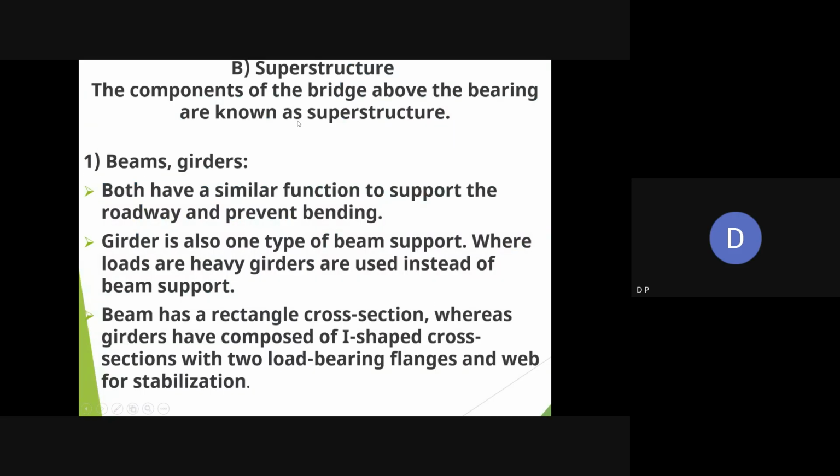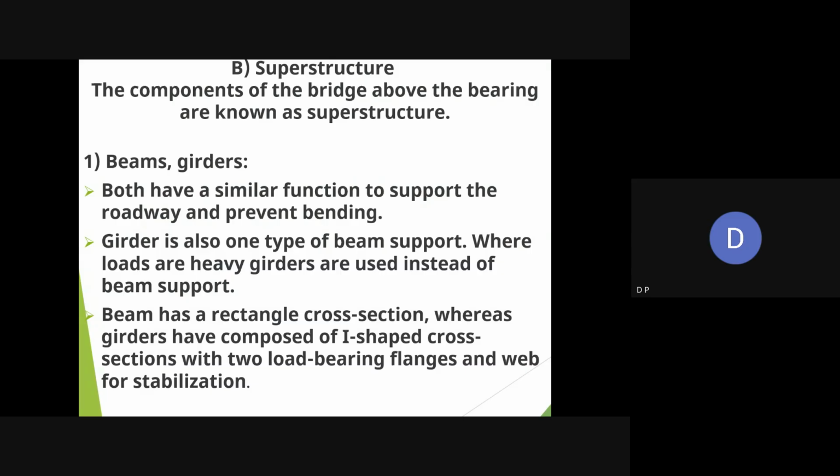Superstructure: the components of the bridge above the bearing are known as the superstructure. In that you will see beams and girders. Both have a similar function, to support the roadway and prevent bending. A girder is also one type of beam support, used where loads are heavy instead of beam support. So girders have longer spans. You can see the flyovers in the cities have longer spans.